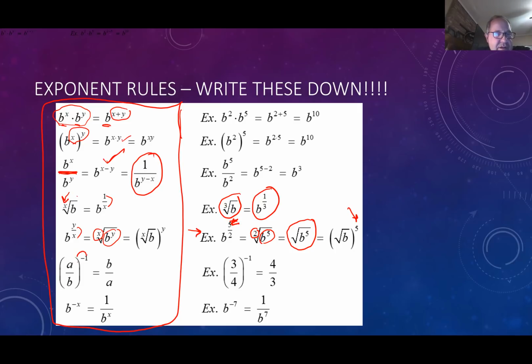If we're raising something to a negative power, that simply means do the reciprocal. So a over b becomes b over a. So if I had 3/4 to the -1 power, that means we really have 4/3. And same thing goes here, right? We can think about a negative power doing the reciprocal. That means it places b to the x in the denominator now. So b to the -7th becomes 1 over b to the 7th. These are the exponent rules that we're going to kind of go through and see what you all can do.